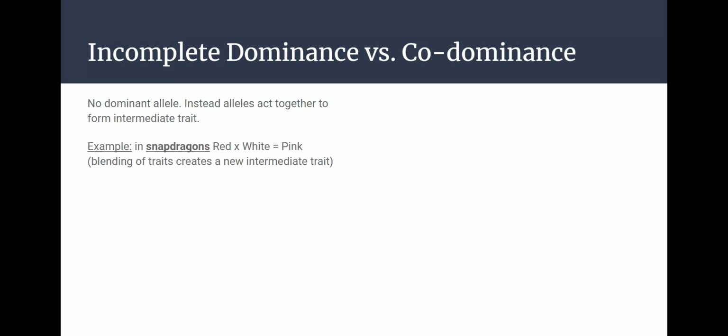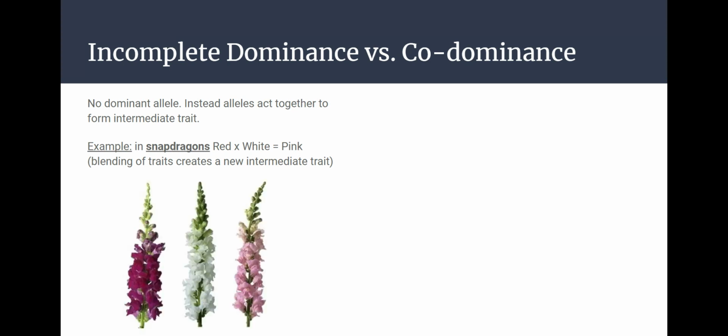An example that we're going to talk about is a type of flower called snapdragons. Snapdragons can be found in red and white colors. Normally, in our understanding of genetics, that would mean there's a dominant and a recessive allele. But in this case, that's not the truth. When red and white are mated together, they actually create this in-between trait of pink. So it's a blending of the traits. There's no dominant or recessive. They share, or they become a new color. So it looks a little something like that.